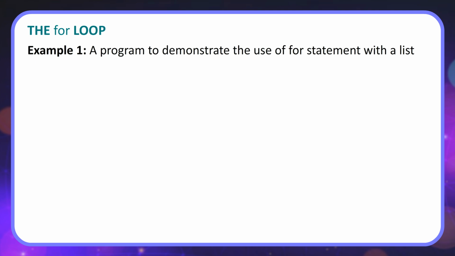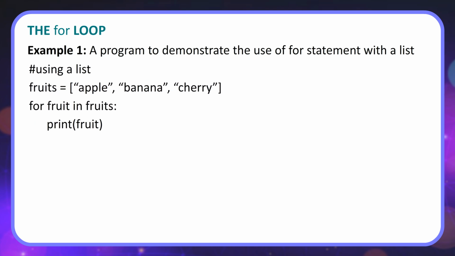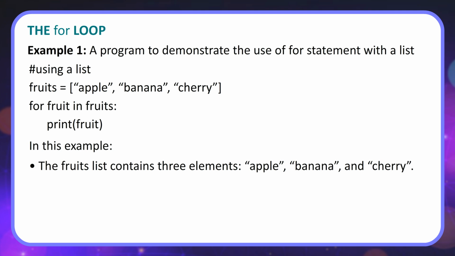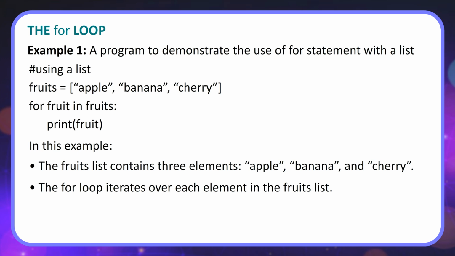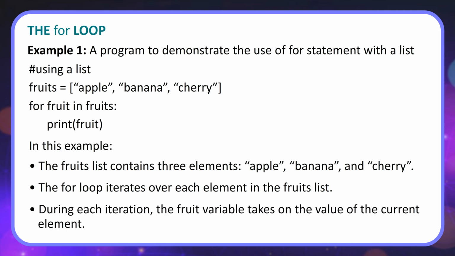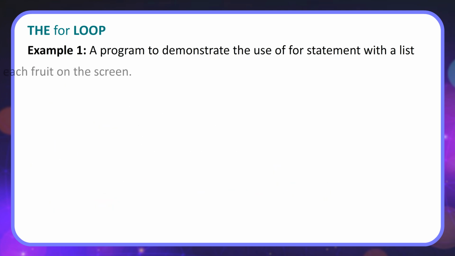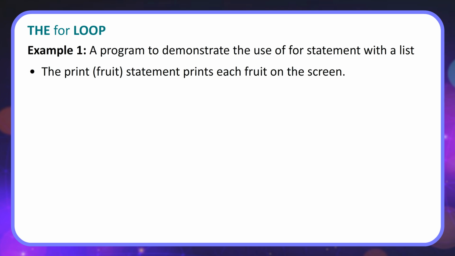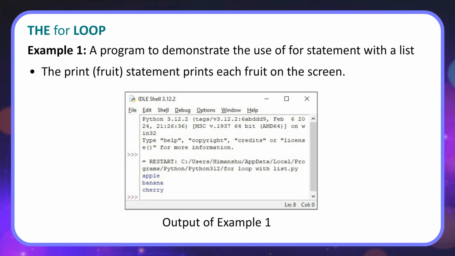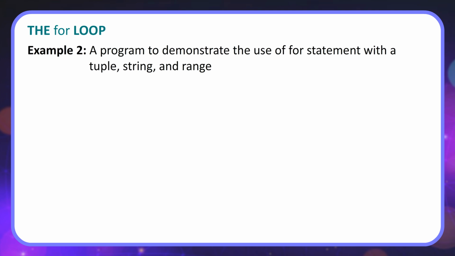Example 1. A program to demonstrate the use of for statement with a list. Using a list, fruits = apple, banana, cherry. For fruit in fruits, print fruit. In this example, the fruits list contains three elements: apple, banana, and cherry. The for loop iterates over each element in the fruits list. During each iteration, the fruit variable takes on the value of the current element. The print fruit statement prints each fruit on the screen. Output of example 1.